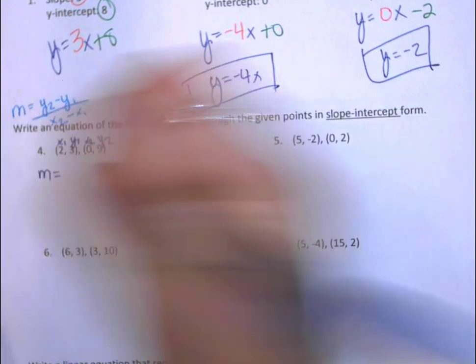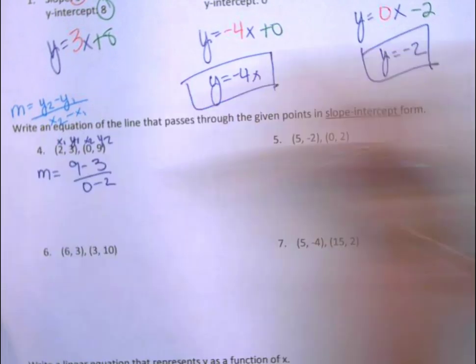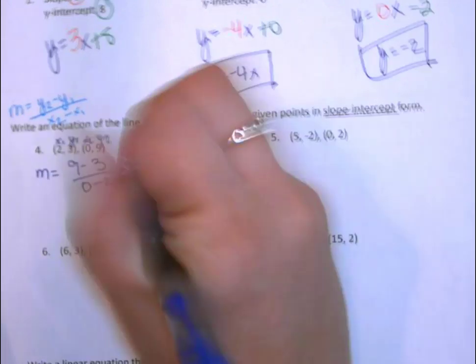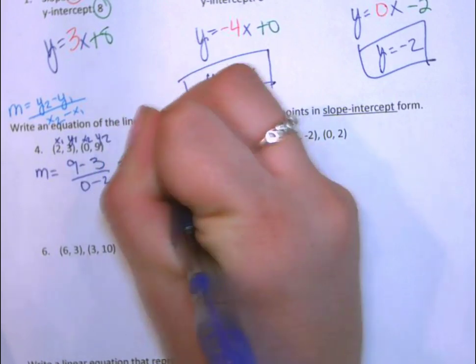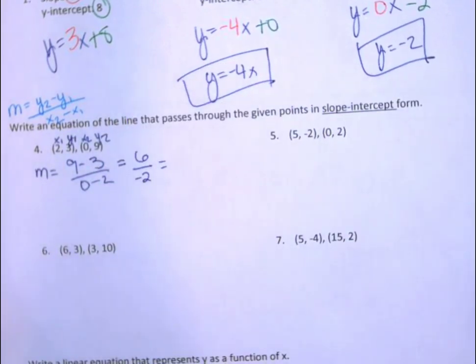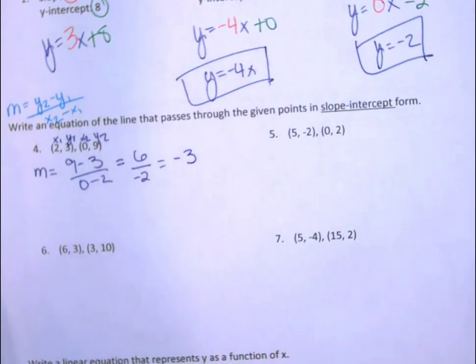So I have m equals 9 minus 3 over 0 minus 2. Then I want to simplify. 9 minus 3 is 6. 0 minus 2 is negative 2. 6 divided by negative 2 is negative 3. So now that I have my m, I'm going to go ahead and plug into the y equals mx plus b formula that I wrote earlier.